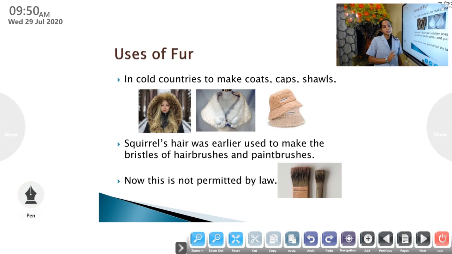Then squirrel's hair was earlier used to make the bristles. This is the picture of that bristles. Bristles of hair brushes and paint brushes. But now this is not permitted by law.